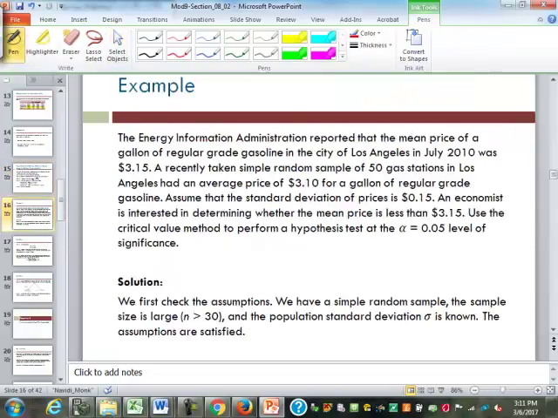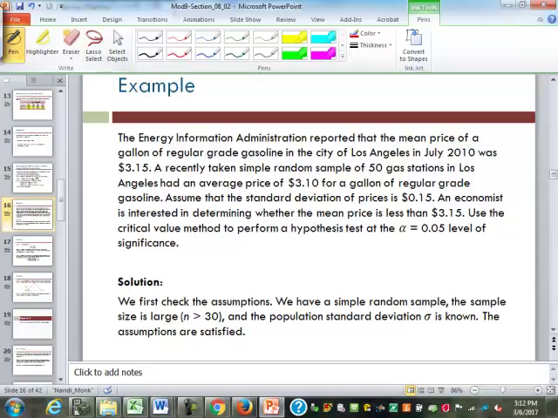So an example: the Energy Information Administration reported that the mean price of a gallon of regular grade gasoline in the city of Los Angeles in July 2010 was $3.15. A recently taken simple random sample of 50 gas stations in Los Angeles had an average price of $3.10 for a gallon of regular grade gasoline. Assume that the standard deviation in price is 15 cents. An economist is interested in determining whether the mean price is less than $3.15. Use the critical value method to perform this test.